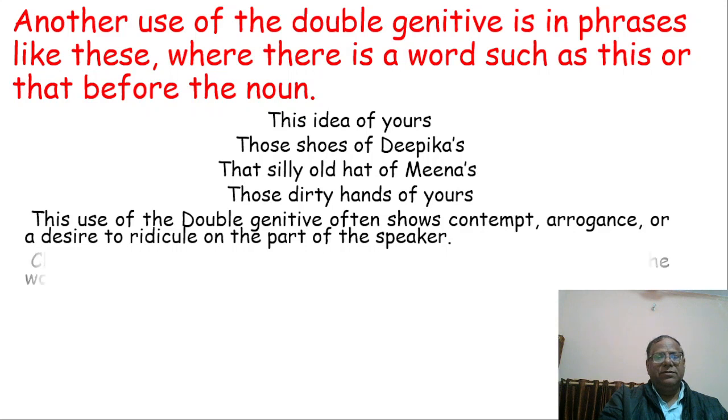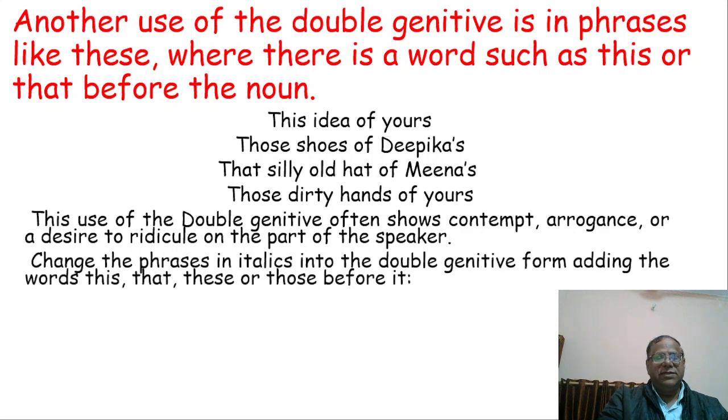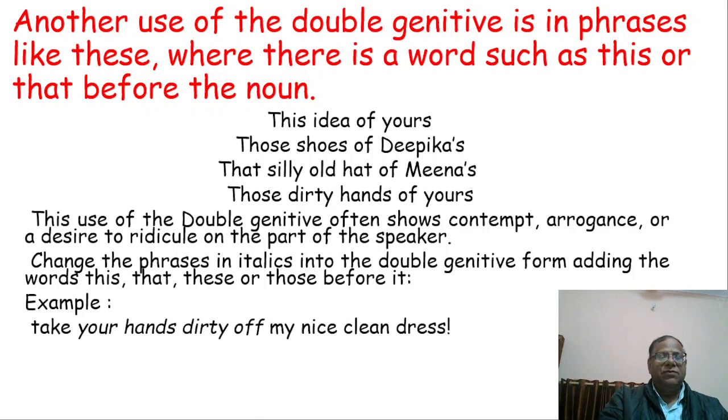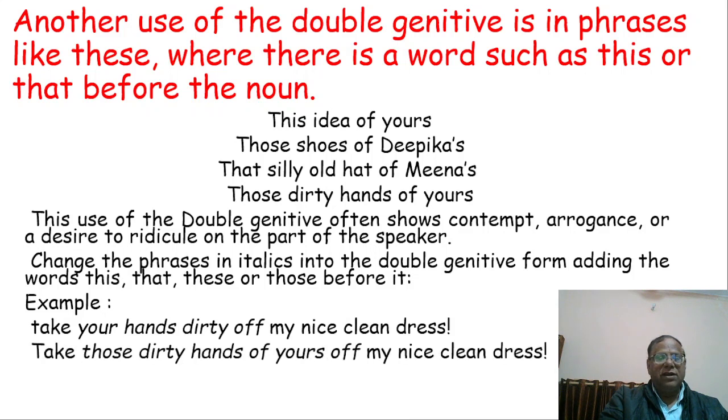So, change the phrases in italics into the double genitive form, adding the word this, that, these or those before it. Example, कैसे चेंज करेंगे देखिए. Take your dirty hands off my nice clean rays. तो इसको कैसे चेंज किया गया है? Take those dirty hands of yours off my nice clean rays. So let us do an activity after this small description.